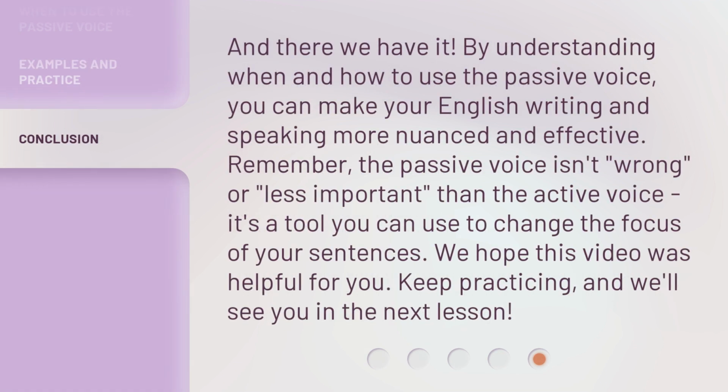And there we have it. By understanding when and how to use the passive voice, you can make your English writing and speaking more nuanced and effective. Remember, the passive voice isn't wrong or less important than the active voice. It's a tool you can use to change the focus of your sentences.